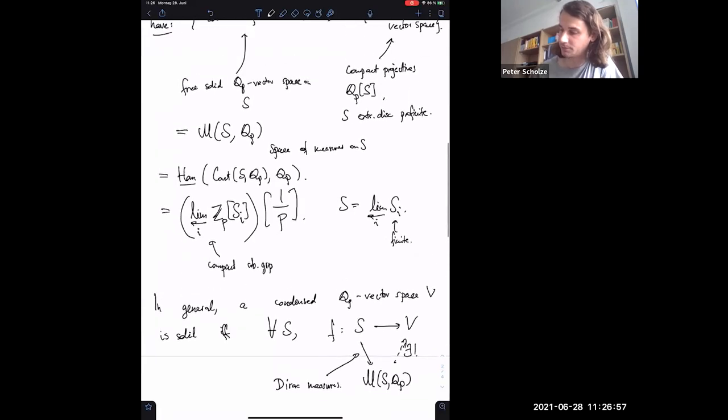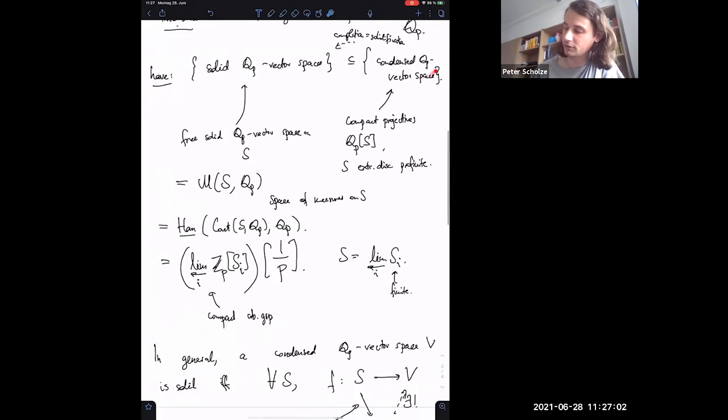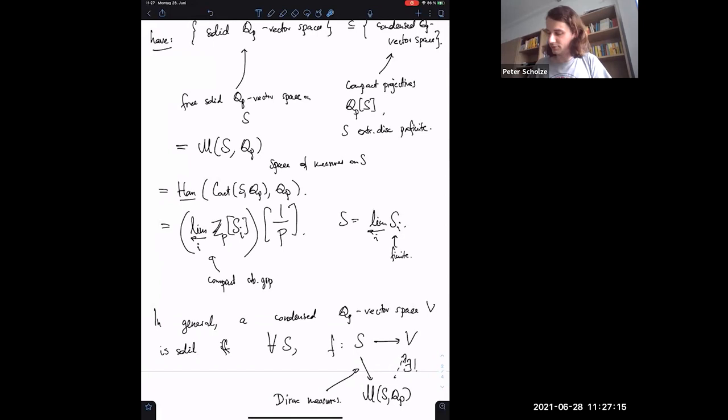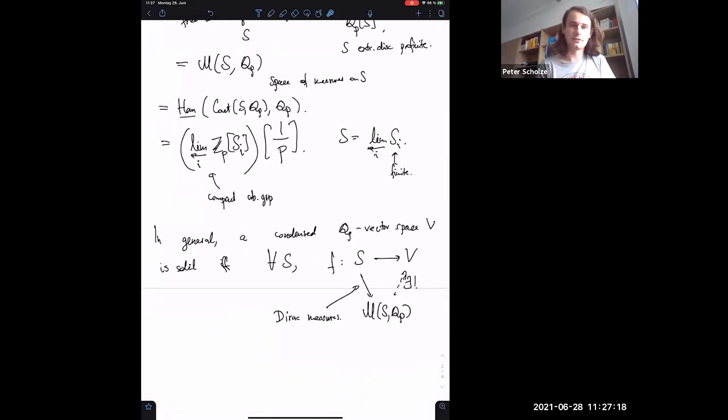So coming back somewhat to the general picture here, if you don't force any completeness, if you look at all condensed Q_p vector spaces, then you can also think of Q_p adjoint S as some space of measures, but it's just a finite atomic measure, right? Just a finite sum of Dirac measures. But if you want to encode some kind of completeness, then you should ask that certain infinite sums are also convergent. So when you have certain measures supported on an infinite set, or even some kind of half measure thing that's supported on the whole profinite set in some sense, then you should be able to integrate against any such measure and still get something.